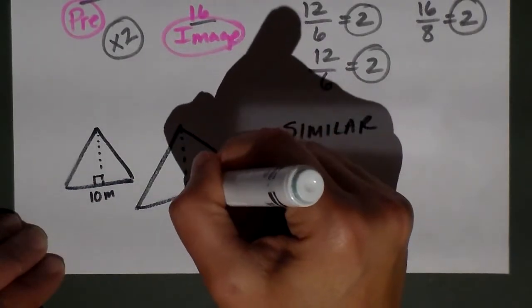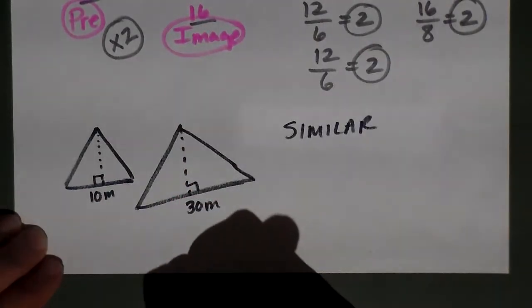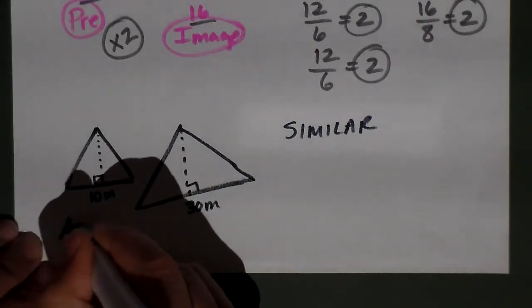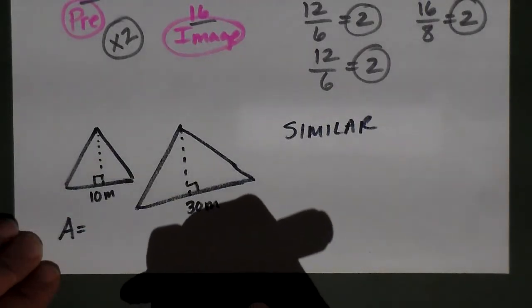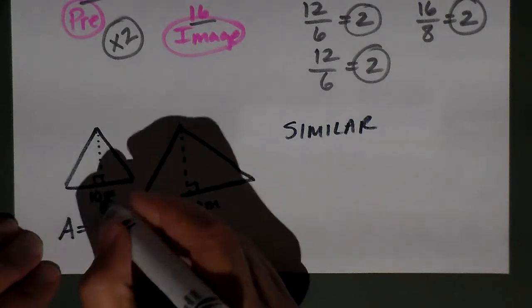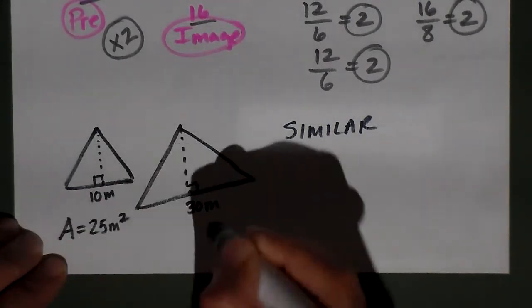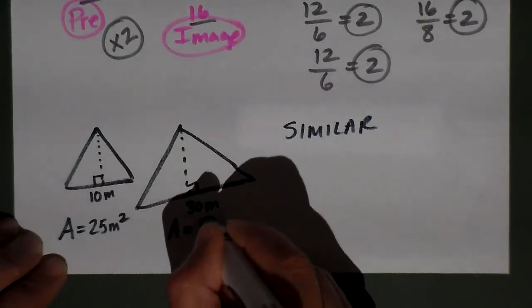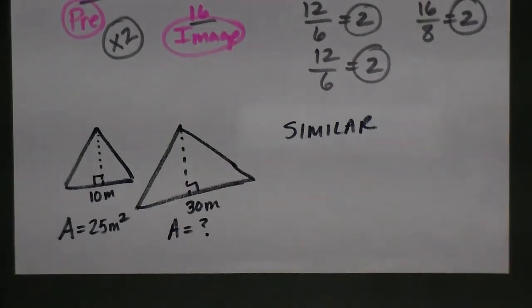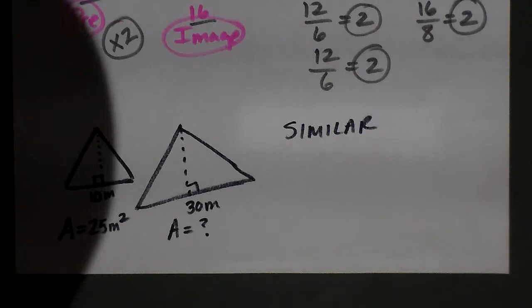I'm not going to tell you what the height is here. What I'm going to tell you is the area of this one is 25, and I'm going to ask you what's the area of this one. There are two ways you can solve this.